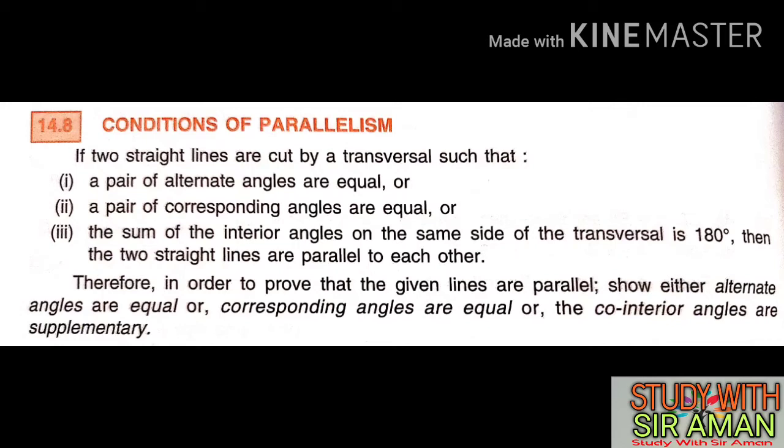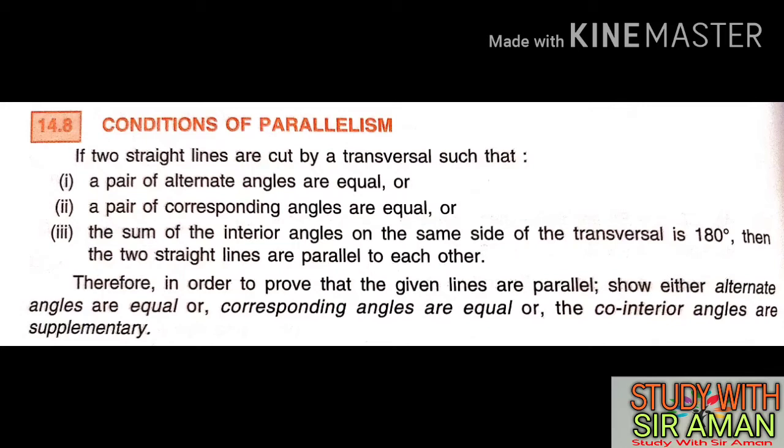Check condition of parallelism. In simple language I am telling you, I will give you the diagram, 2 lines and 1 transversal, and I will ask, tell me the given line is parallel or not. How will you prove that the given lines are parallel or not? So whenever you have to prove the given lines are parallel or not, check any of the following criteria will fulfill, then you can say the lines are parallel.